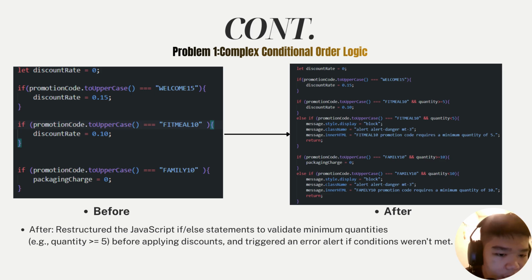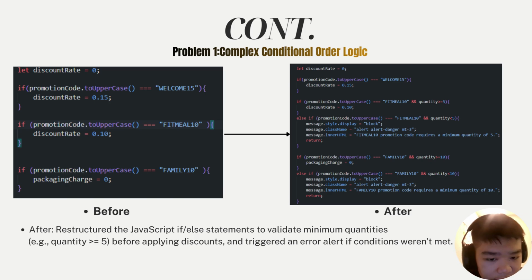Okay, let's talk about how we solve this problem. So before that, in the JavaScript, we only wrote a simple handle statement. We just handle the promo code and give the discount rate. After that, we restructure the JavaScript if else statement, like adding that quantity must equal or be higher than 5 to validate the minimum quantities. So for the FEMALE10, we add that the promotion code must equal FEMALE10, and also the quantity must equal or be higher than 5 before applying the discount and giving the discount rate.